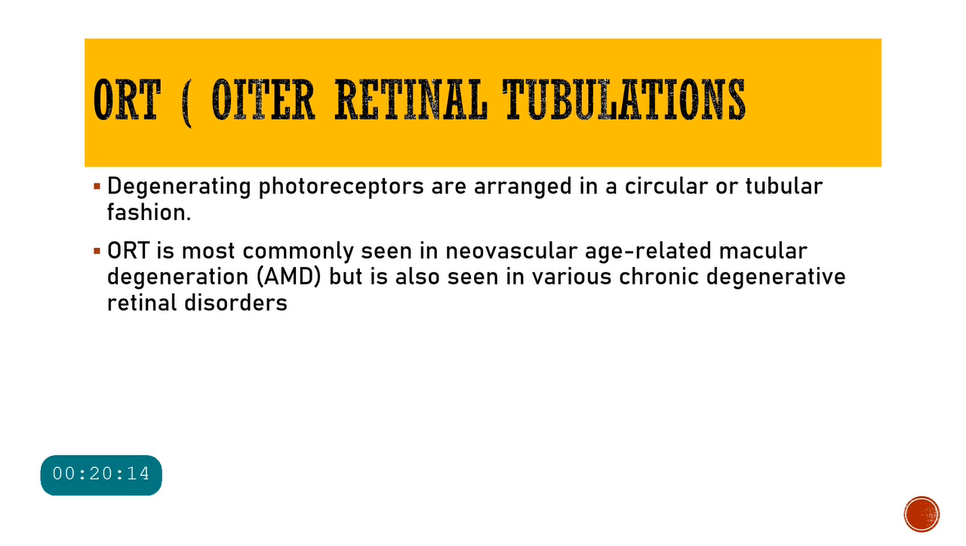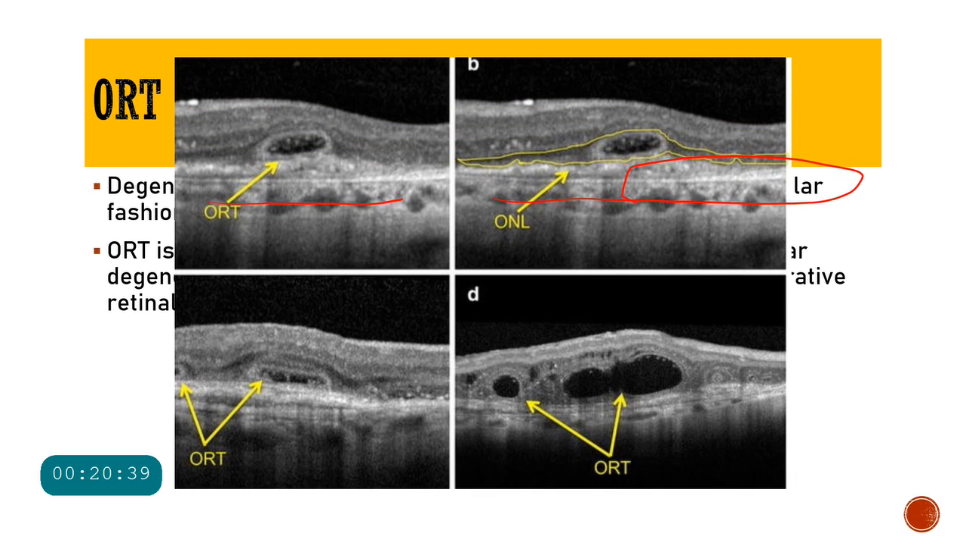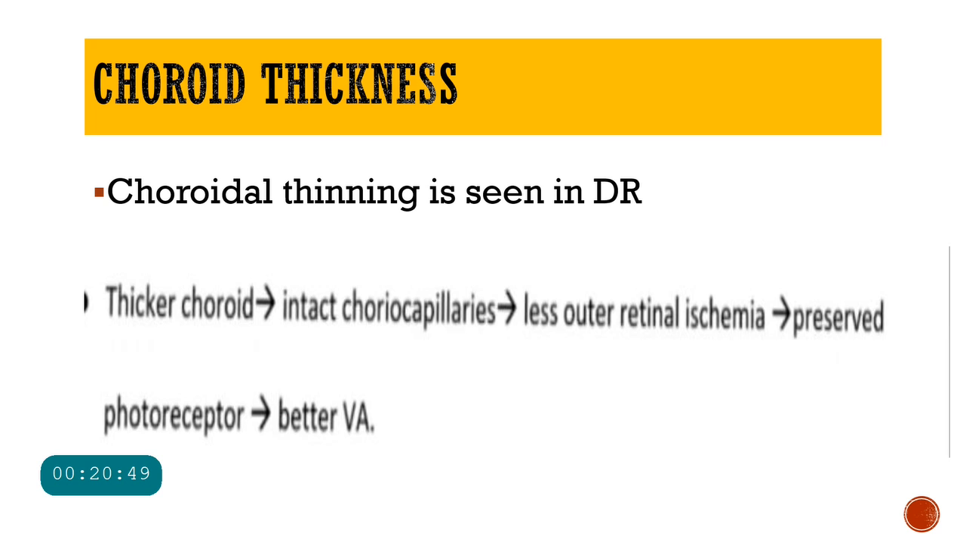Another biomarker is outer retinal tubulation. What happens is that when the photoreceptors are degenerating, they arrange themselves in a circular or tubular fashion. ORT is actually not a very common feature of diabetic retinopathy. It is usually seen in age-related macular degeneration and various other chronic degenerative retinal disorders. However, if you see it in diabetic retinopathy, it is a sign of poor response to treatment. Similarly, you can see here, this is an ORT, this is an ORT, and all these are ORT. They are nothing but degenerated photoreceptors arranging in the form of tubules.